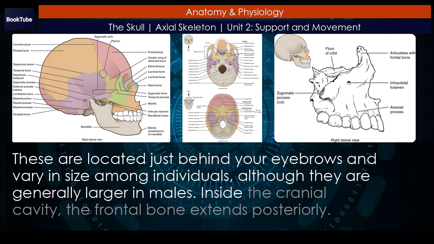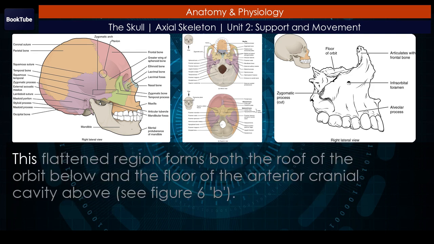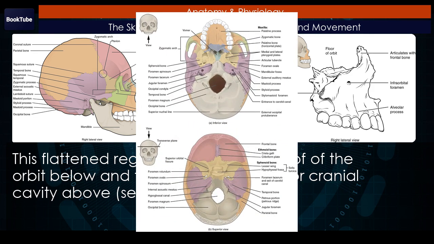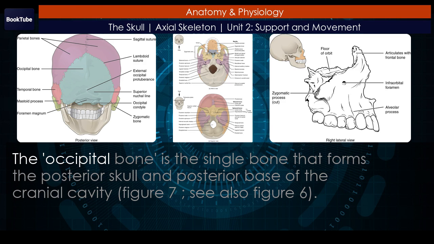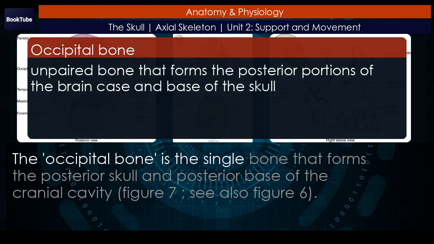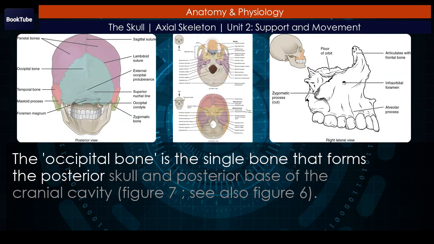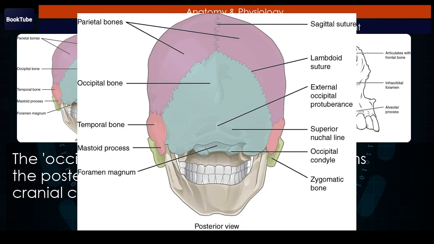Inside the cranial cavity, the frontal bone extends posteriorly. This flattened region forms both the roof of the orbit below and the floor of the anterior cranial cavity above. See Figure 6b. Occipital bone. The occipital bone is the single bone that forms the posterior skull and posterior base of the cranial cavity. Figure 7. See also Figure 6.